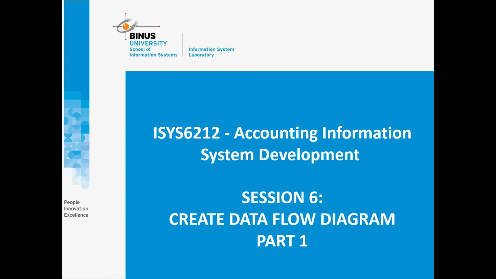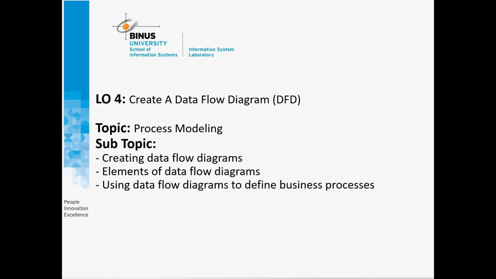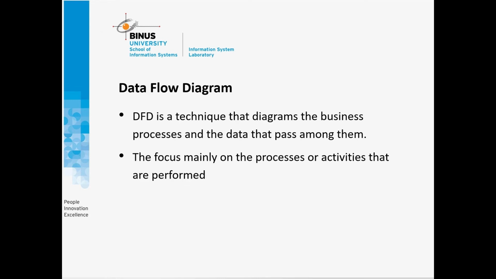Hello everyone, in the sixth session of the Accounting Information System Development course, we're talking about Data Flow Diagram Part 1. What is a Data Flow Diagram? A Data Flow Diagram, or what is usually called a DFD, is a technique that diagrams the business processes and the data that pass among them. The DFD illustrates how data is processed by the system in terms of input and output. A data flow diagram mainly focuses on the processes or activities that are performed.